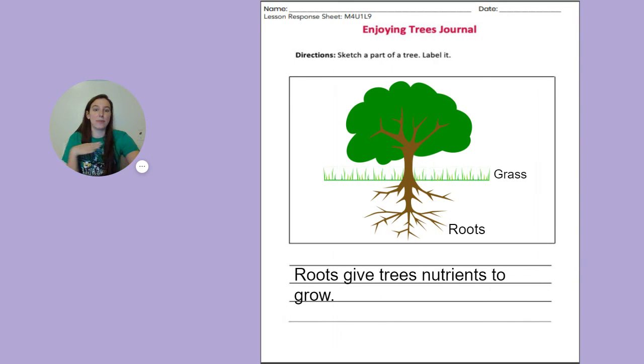Yes, I can label the grass. I can label the trunk. There are the branches and the leaves. These are all different parts of the tree that we're learning in our book about trees. So I know that I can label all of those parts. All right, friends, now it's your turn. You get to choose one part of the tree, write your sentence, draw your picture, and label it.